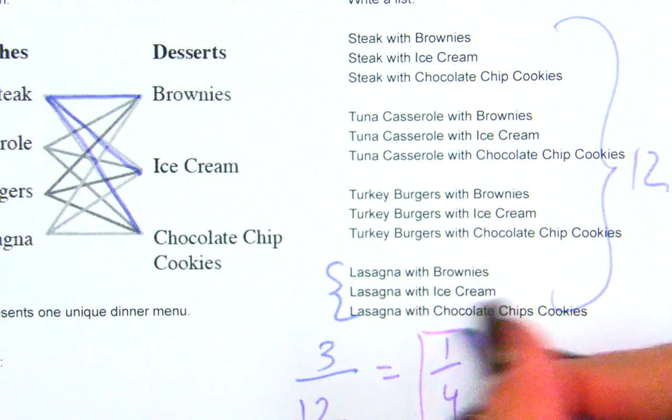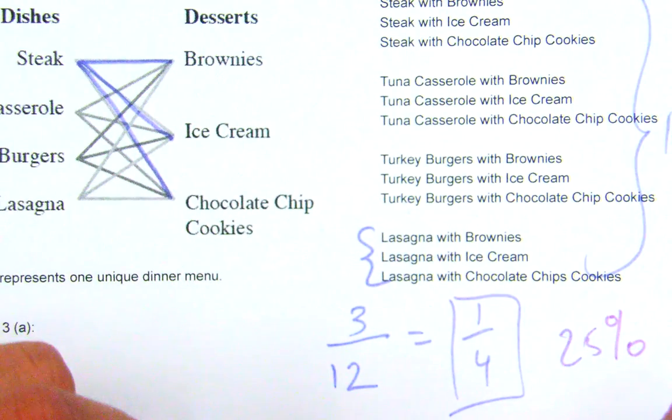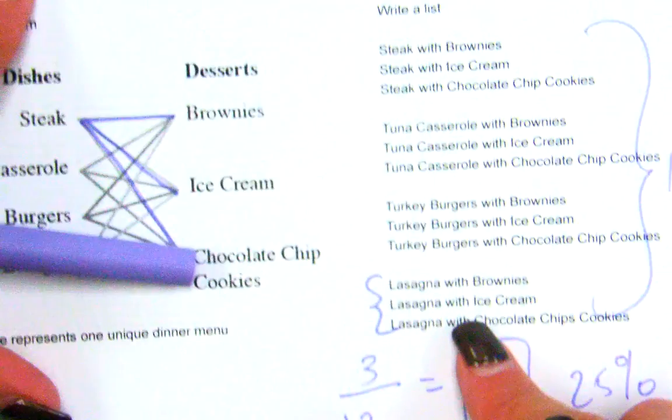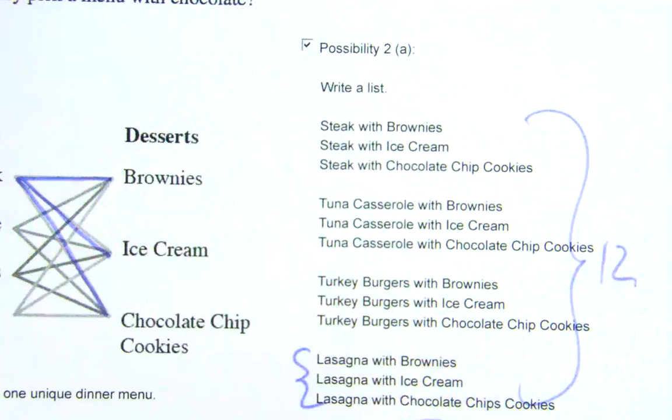3 out of 12 or 1 out of 4. So there's a 1 in 4 chance, or 25%, that they're actually going to pick a menu without meat. Okay? And then you need to do the same thing. What's the probability they pick a menu with chocolate?